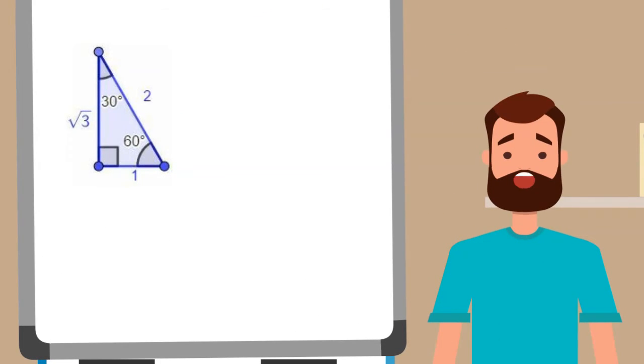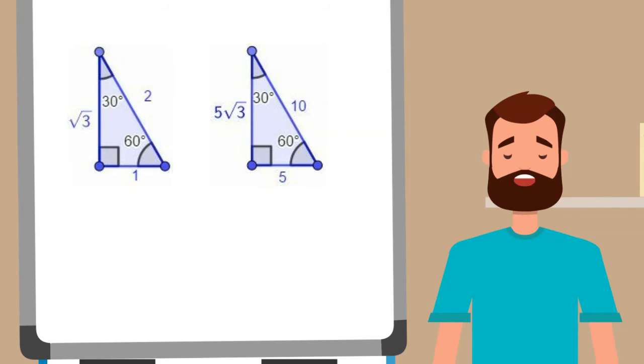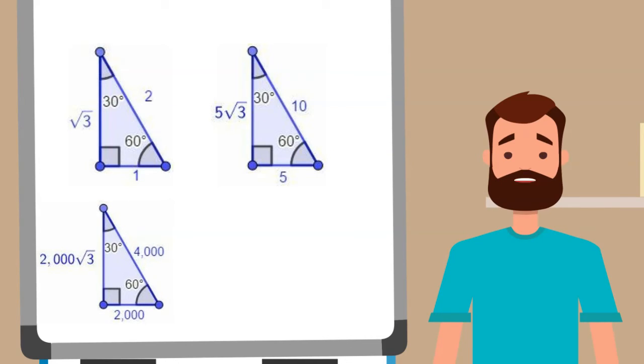So now we know all 3 sides of our 30, 60, 90 triangle, but we know more than that. We know the ratios for the sides of any 30, 60, 90 triangle. So, for example, if we had a 30, 60, 90 triangle and we knew that the base was 5, we would know that the other 2 sides were 10 and 5 root 3. If we knew that the base was 2,000, we would know that the other 2 sides were 4,000 and 2,000 root 3.